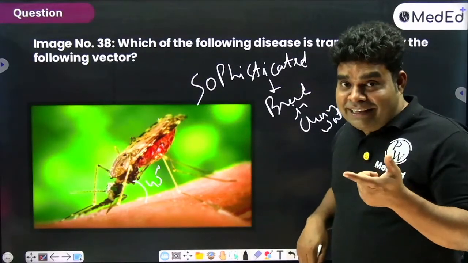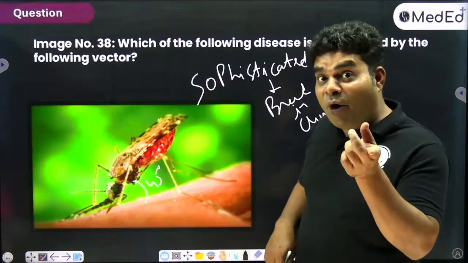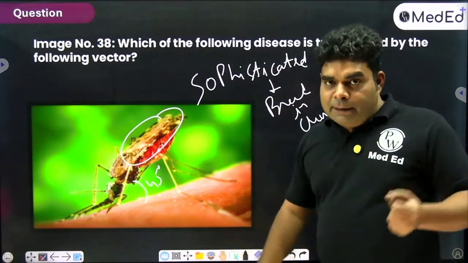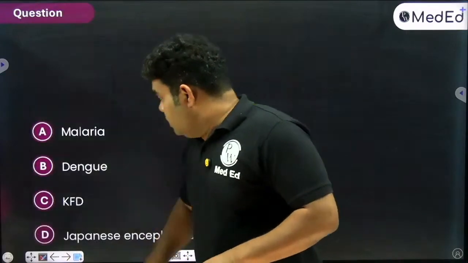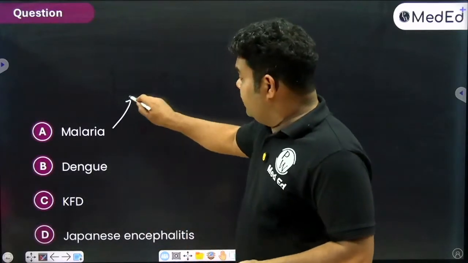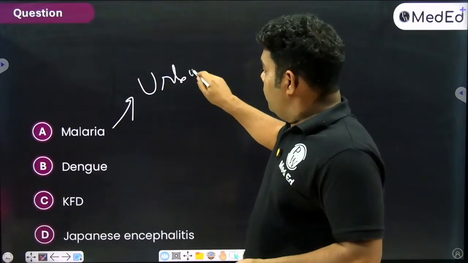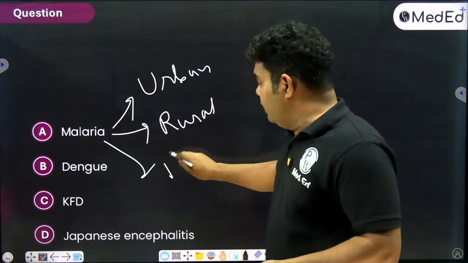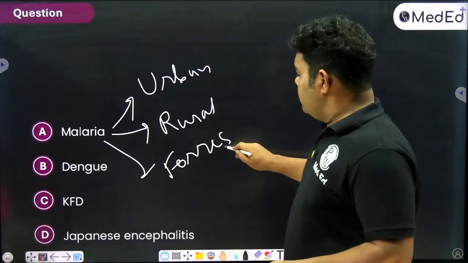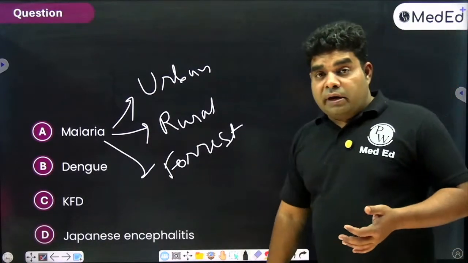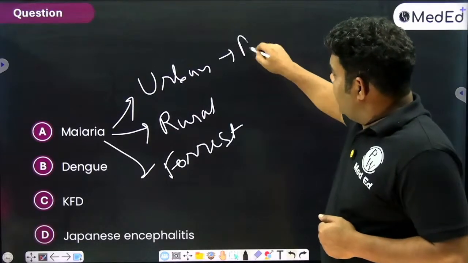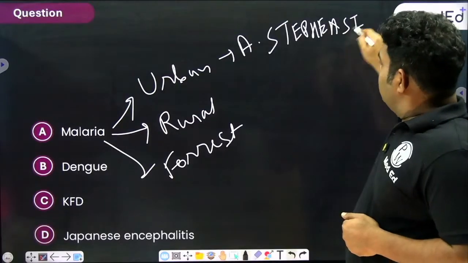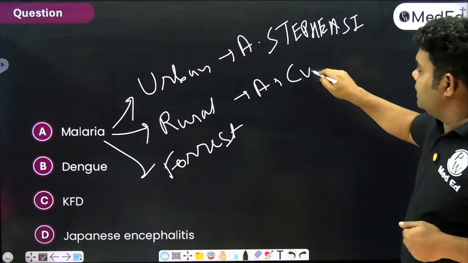And they can ask, kiski chunri mein laga hai daag? Which one has a spotted wing? So you can see a spot on the wing of Anopheles, a black dot. And it transmits malaria. So this is Anopheles. But malaria can be of 3 types. One is urban malaria, one is rural malaria, and the other is forest or hilly malaria. And the transmitting agents are different. If it is Anopheles stephensi, it is urban malaria. If it is Anopheles culicifacies, rural.